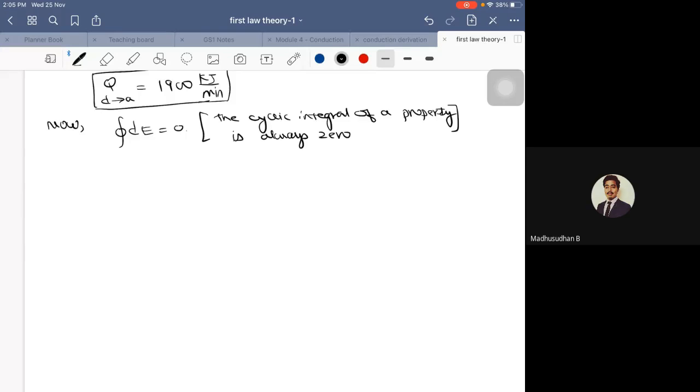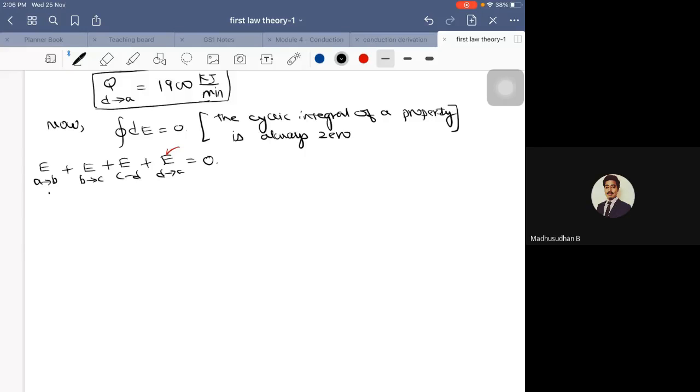What does it mean? Cyclic integral of E is zero in the sense E A to B plus E B to C plus E C to D plus E D to A. The cumulative value of all this is always zero. That is what is meant. Clear? So given the values, whichever is known, this part is unknown, so you need to calculate it. Give me the values of the rest of the things.